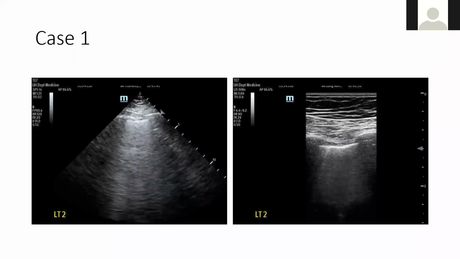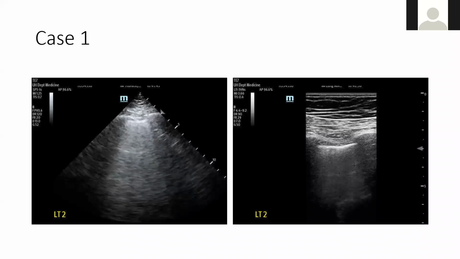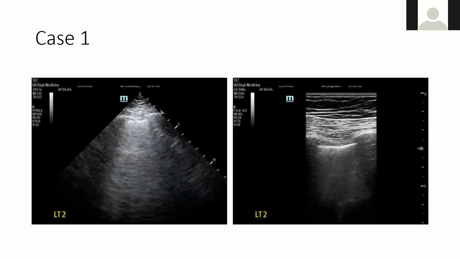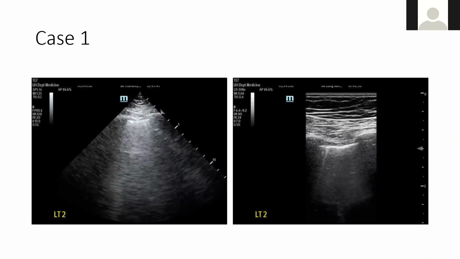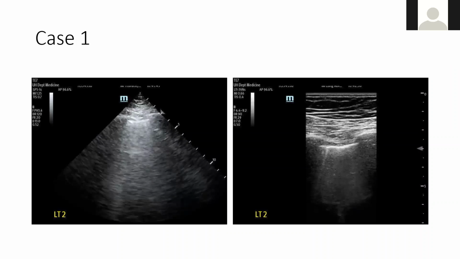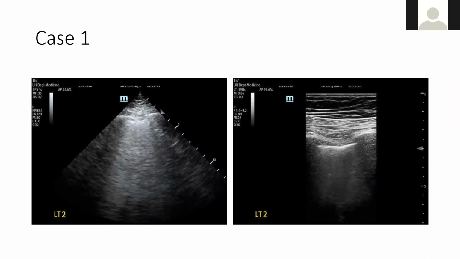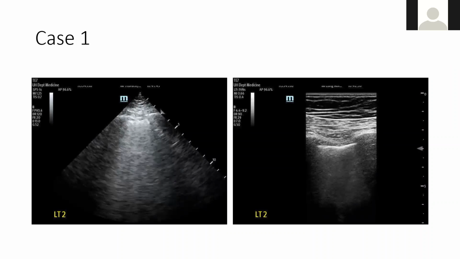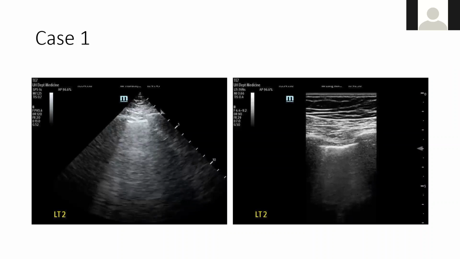There was also a thin pleural line without significant irregularity. And as you can see, the B-lines are moving. We have good lung sliding, and the B-lines are moving in accordance with the lung sliding and effacing the A-lines as they do so. So that's fairly typical of hydrostatic or cardiogenic pulmonary edema.